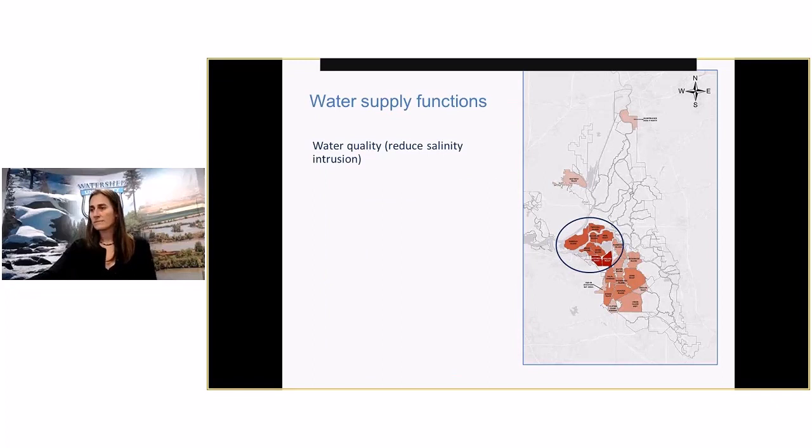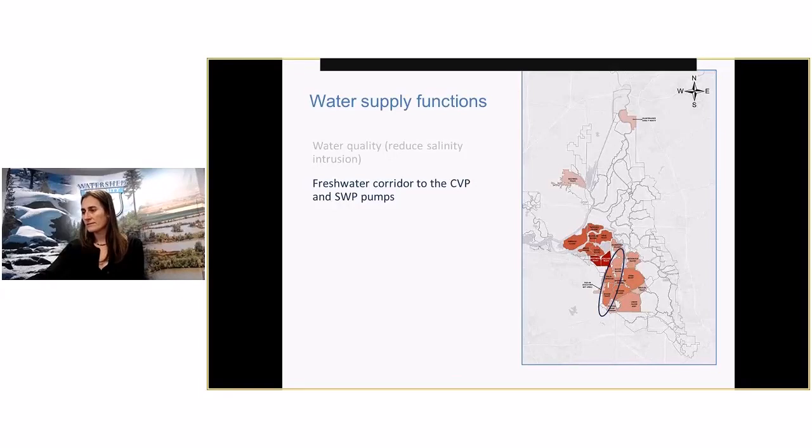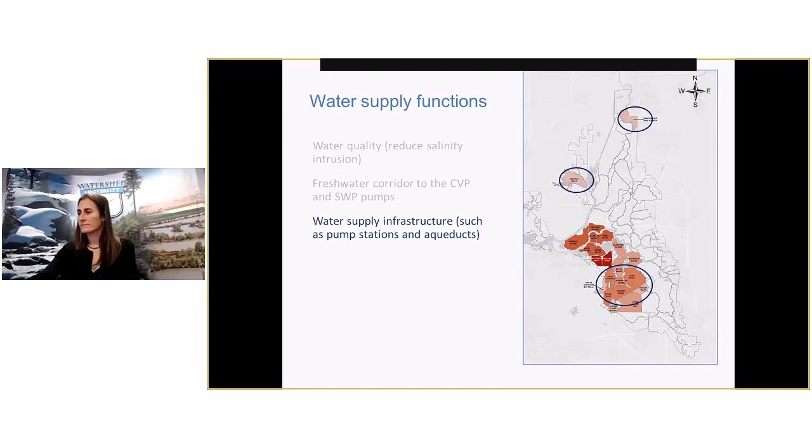In our study, we identified three major water supply functions that we need to characterize, and we identified those islands that are important for those functions. The first function is water quality, which is really the reduction of salinity intrusion, and you all may be familiar that the 8 western islands in the Delta really serve as that cork in the bottle function and preserve water quality within the central and eastern parts of the Delta. A second function that the levees provide is that freshwater corridor from the Sacramento to the pumps at the southwestern end of the Delta. And the islands are also home to many important water supply infrastructure facilities, including pump stations and aqueducts. So the levees within the Delta are very important to California's water supply.